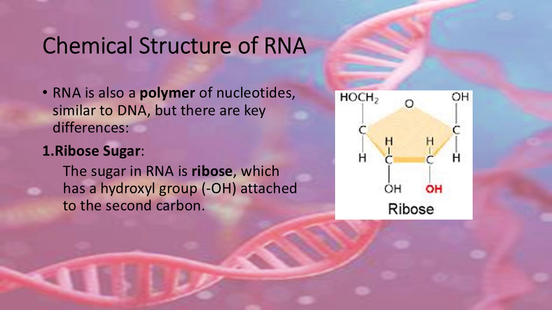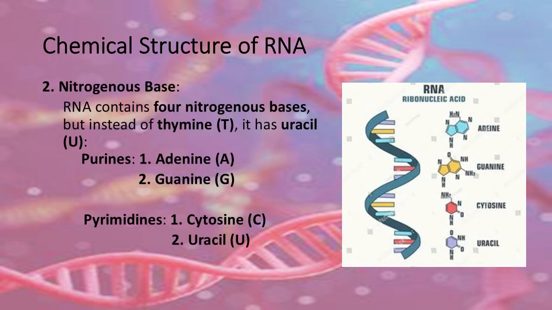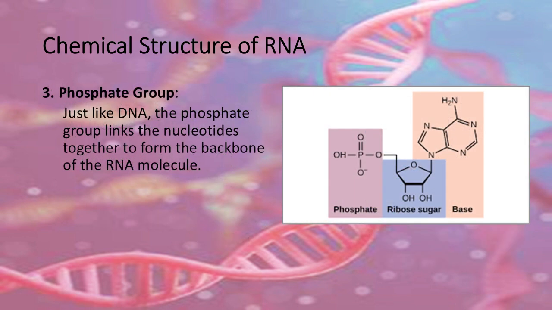RNA, ribonucleic acid. Chemical structure of RNA. RNA is also a polymer of nucleotides, similar to DNA, but there are key differences. Ribose sugar. The sugar in RNA is ribose, which has a hydroxyl group, OH, attached to the second carbon. Nitrogenous base. RNA contains 4 nitrogenous bases, but instead of thymine, T, it has uracil, U. Purines: adenine, A, guanine, G. Pyrimidines: cytosine, C, uracil, U. Phosphate group. Just like DNA, the phosphate group links the nucleotides together to form the backbone of the RNA molecule.